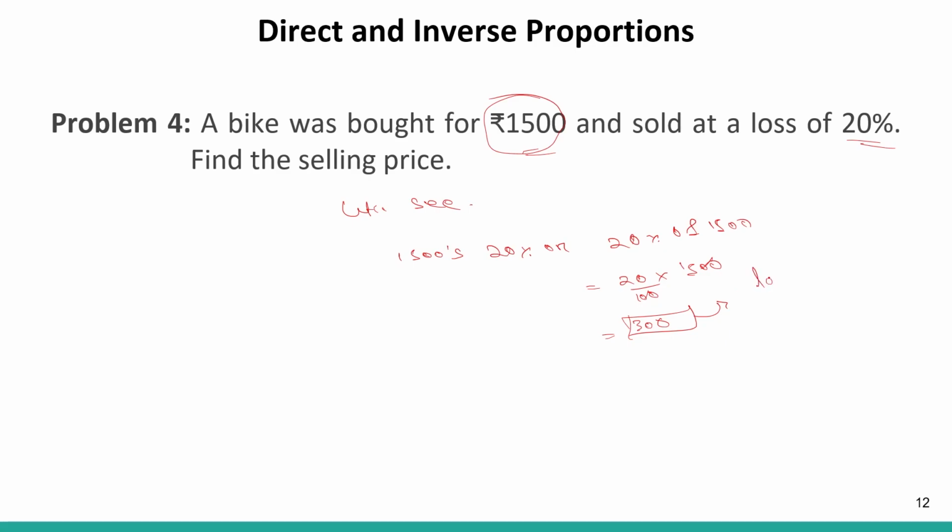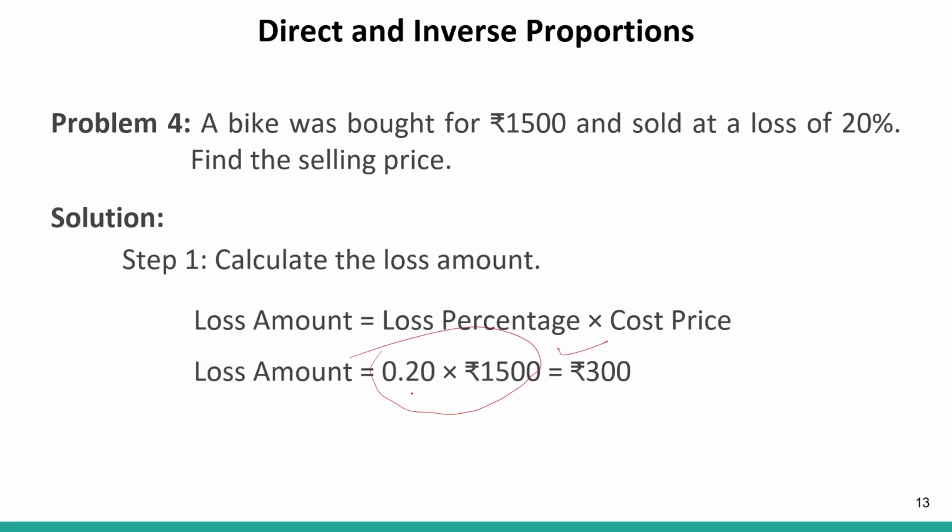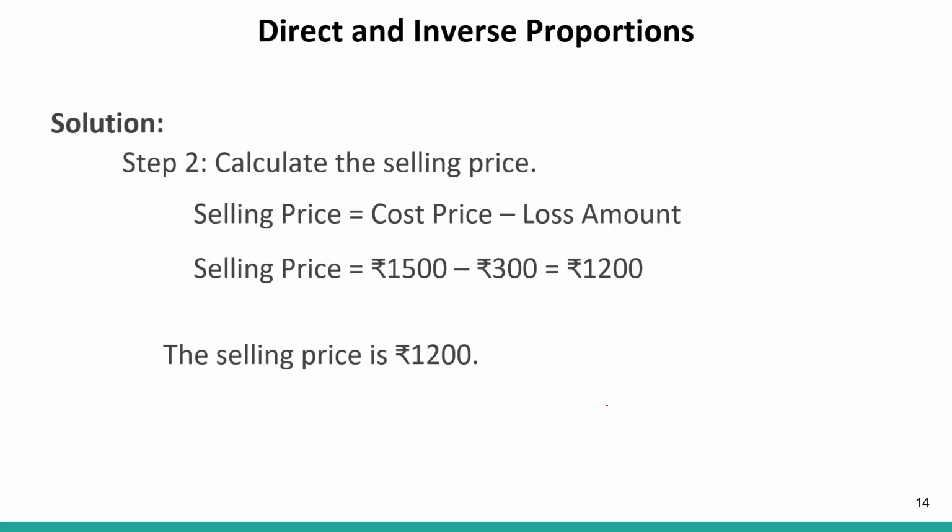Discount, not loss. So the new price or selling price is equal to 1500 minus 300, that is equal to 1200. Okay, so this is the correct answer. So loss amount is equal to 0.20 into 1500. 0.20 is nothing but 20 by 100. Okay, so we are arriving at the same steps and same concept. So this is equal to 300, right? So selling price is equal to cost price minus loss amount. So 1500 minus 300 is equal to 1200. The selling price is 1200. Okay, so this is the correct answer.